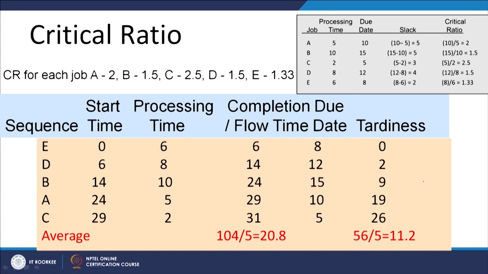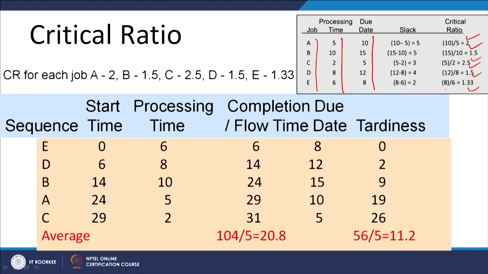The critical ratio rule, when it is applied: the critical ratio, as we have already calculated for the different jobs A, B, C, D, E, their processing times, due dates, the slackness, and the critical ratio, we calculated earlier. For job A it is 2, for job B 1.5, for job C 2.5, for job D 1.5, and for job E 1.33. So, the job having the minimum critical ratio will be given the highest priority, because that will have the maximum chance of getting delayed if the job is not started on time.